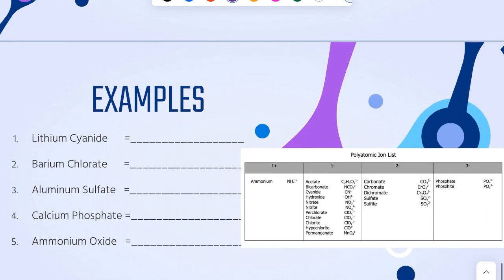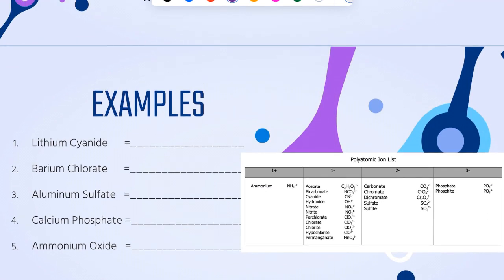Let's try our first example here. So our first one is lithium. Lithium on the periodic table is element number 3. It has a symbol of Li. And because it's an alkali metal, it has a charge of +1. So now instead of looking for the next thing on the front of the periodic table, we'll flip over to the back at our polyatomic ion list and find cyanide. So cyanide is right here, and it has a formula of CN -1.